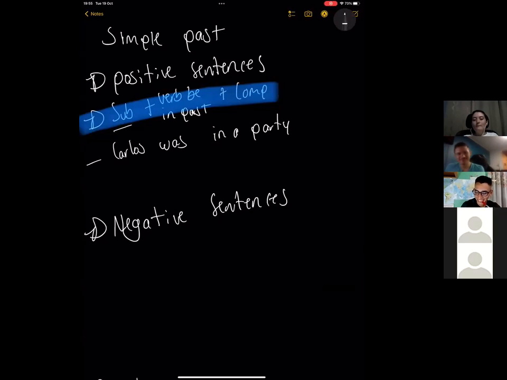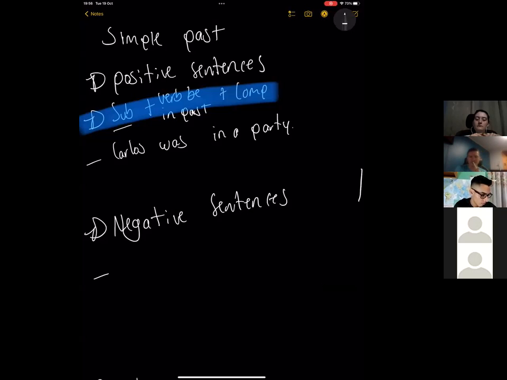Okay, Carlos was in a party. You see, that is a structure. It works perfectly. That is for a positive one. If you wanted to make it a negative, it would be the same. The difference is that the negative particle goes where?